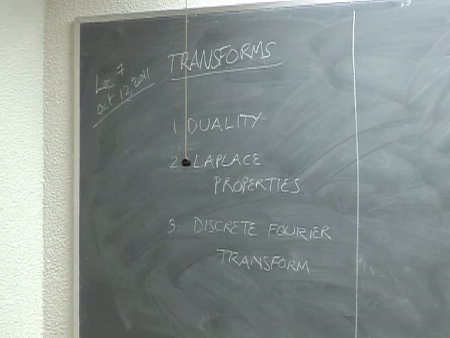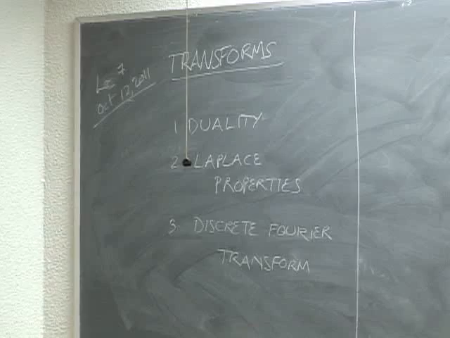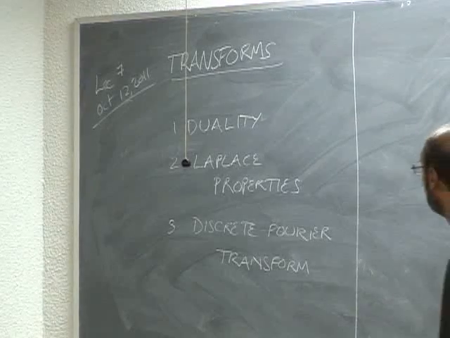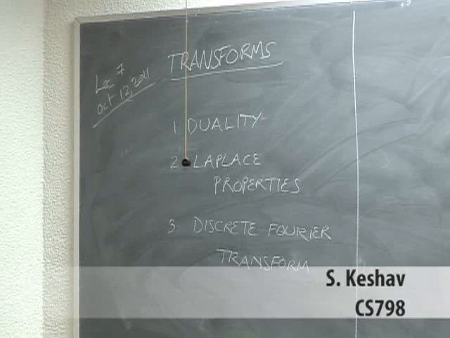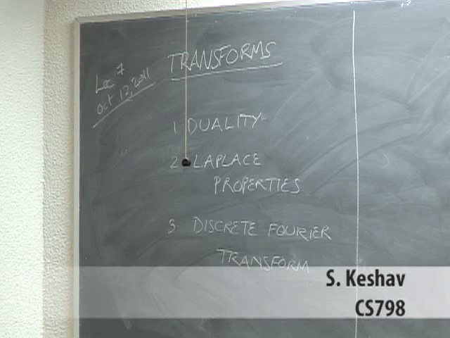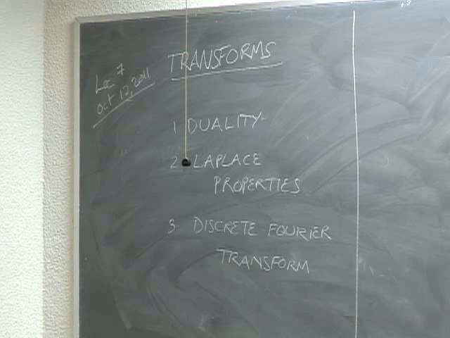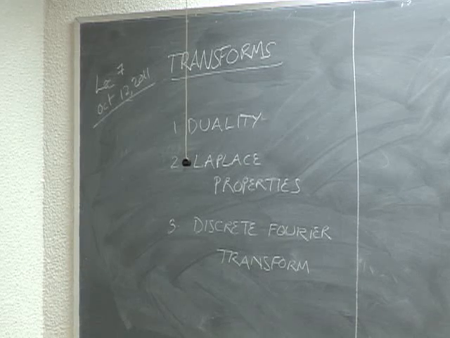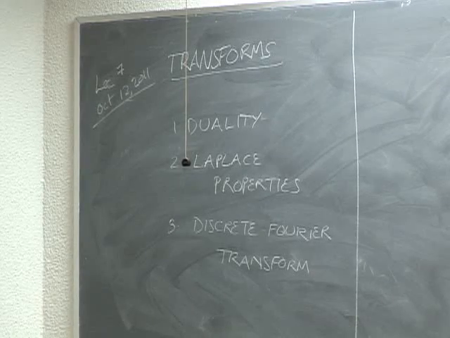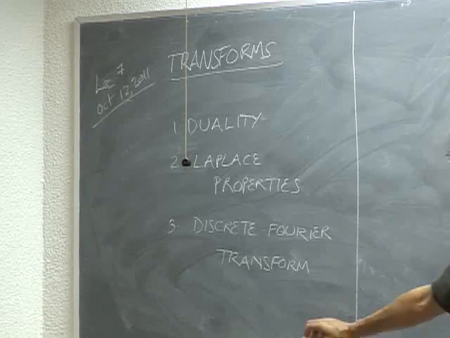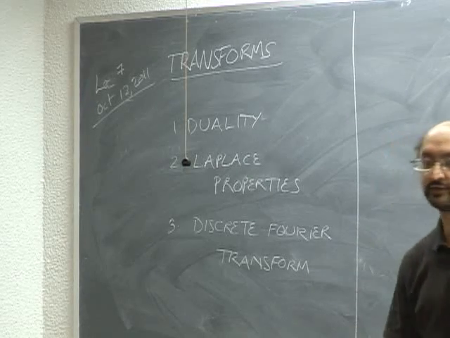Okay, I guess we'll get started. So I'm going to today cover three things. One is I want to talk a little bit more about duality in the Fourier transform because there was a bit of confusion last time, and I'm not going to go exactly into what I posted on Piazza. You should read that, but I want to talk a little bit more about duality. And then I'll go into the properties of the Laplace transform and then get started with the discrete Fourier transform.